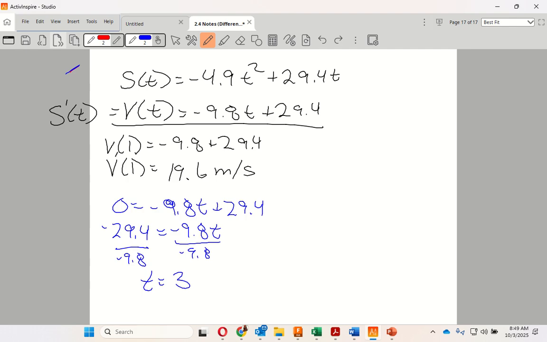So I'm going to change up colors here. Let's go back to red or whatever I got here. So it's going to be this one here. So it's going to be s of 3 equals negative 4.9 times 3 squared plus 29.4 times 3.